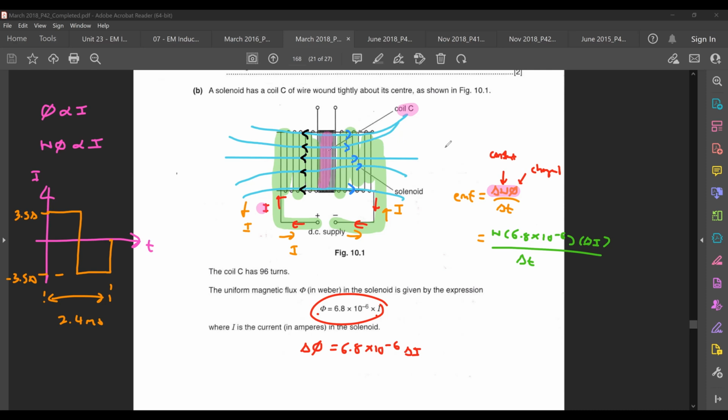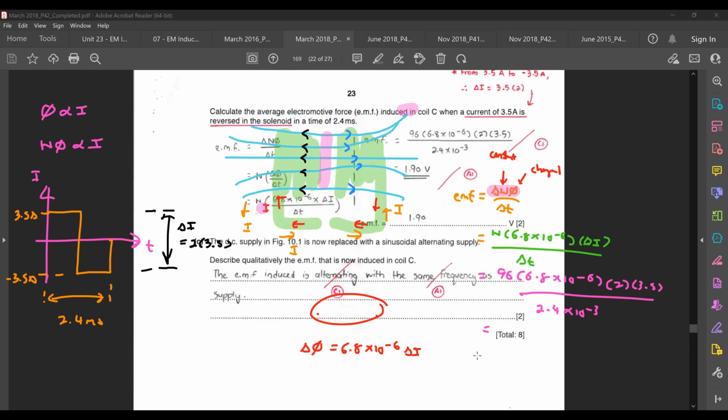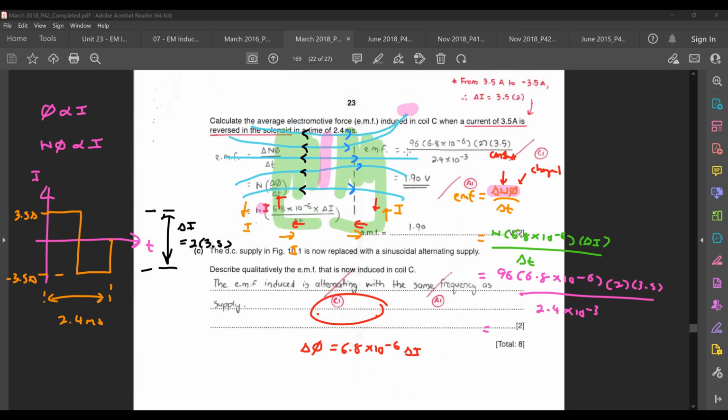My change in current is actually going to be 2 times 3.5. So if you put the values in, your coil has 96 turns, your 6.8 times 10 to the power minus 6, your current change is 2 times 3.5, and your time taken is 2.4 milliseconds, changed to seconds. Eventually, you will get the answer as 1.9 volts. So that's the answer that you have right over here.